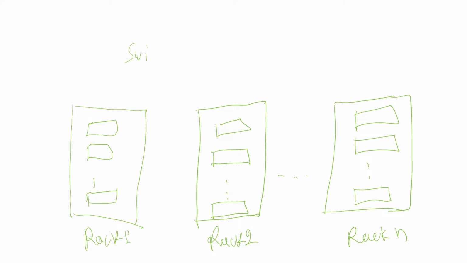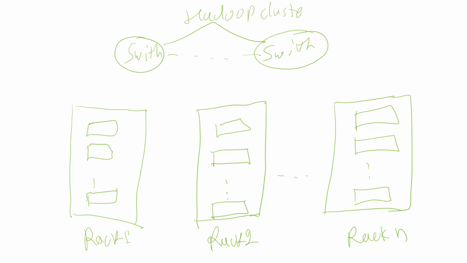And when these racks are connected through switches, if you go with the network topology, we'll have multiple switches, and they will be interconnected. Let's say this is our Hadoop cluster, and this is our network topology. So rack awareness is a kind of algorithm which helps to identify which node is available at the shortest distance.